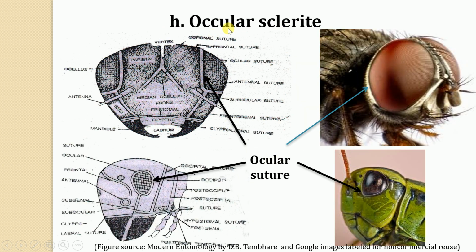The next sclerite is the ocular sclerite, which is a very simple one. This ocular sclerite forms a cuticular ring around each compound eye. So you can see this is a cuticular ring around the compound eyes, meaning this cuticular ocular suture along with the compound eyes forms a sclerite known as the ocular sclerite. In this diagram you can see this is an ocular suture, and the ocular suture enclosing the compound eyes is referred to as the ocular sclerite.